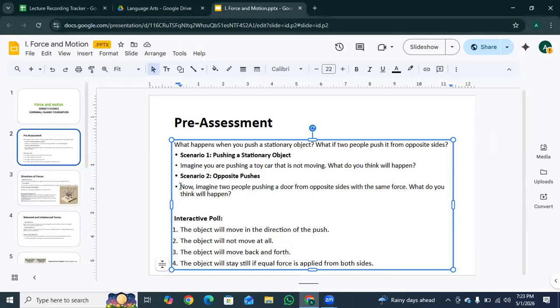So this is called a balanced force. The result is that the door will not move at all. You can say that the object stays still if equal force is applied from both sides.